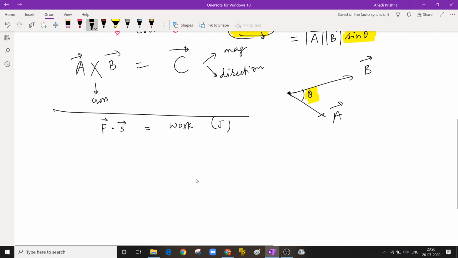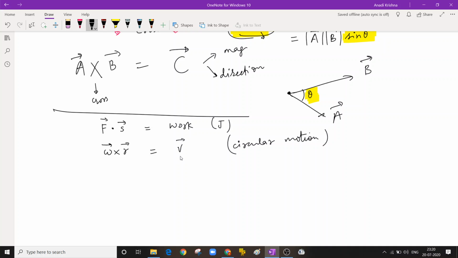While the cross product, omega cross r, is velocity in circular motion. In circular motion, you will encounter this. Omega cross r is velocity. See, there is a vector quantity here. There is a vector quantity here. We have crossed them and we are obtaining a new vector quantity. It will have its magnitude and it will have its direction. There will be two attributes.